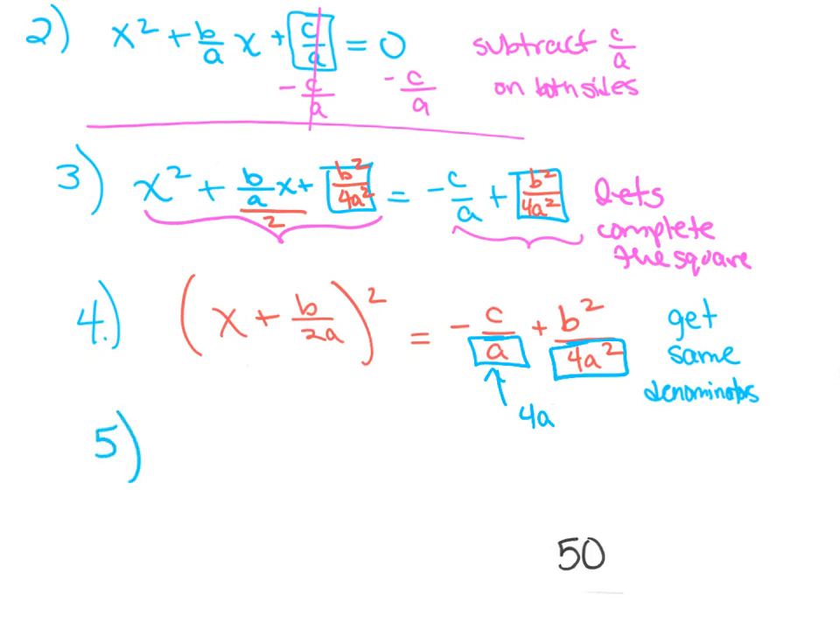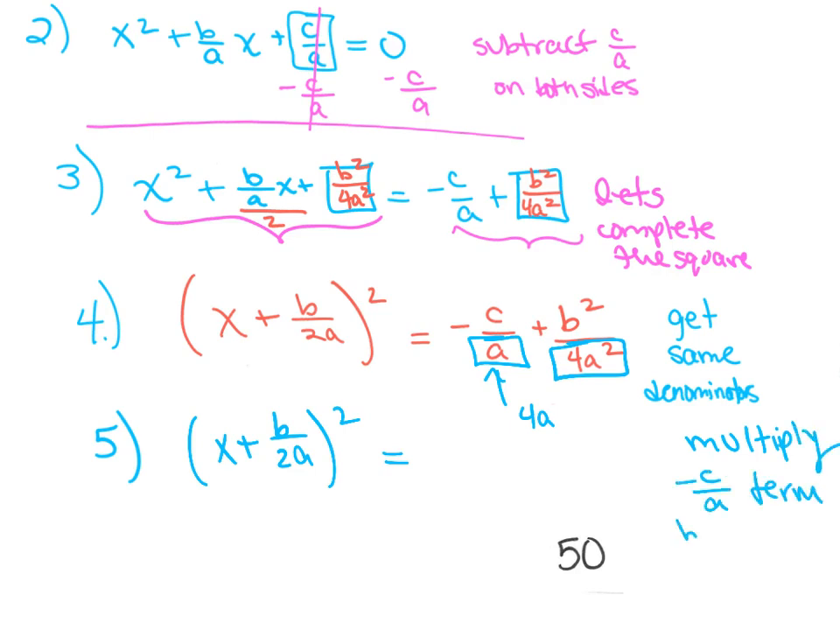So we'll write in our fifth step. We have x plus b over 2a, squared. We didn't do anything here. And now we multiply our negative c over a term by 4a over 4a.